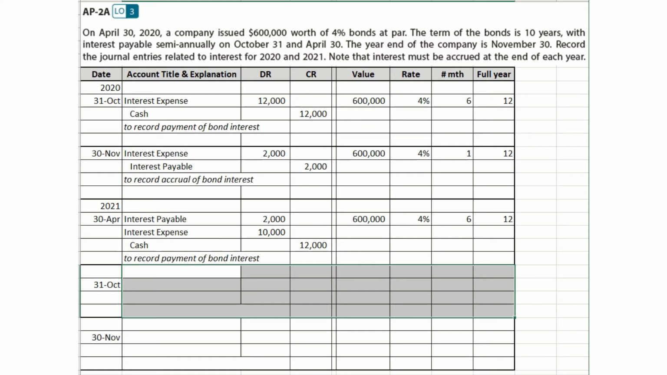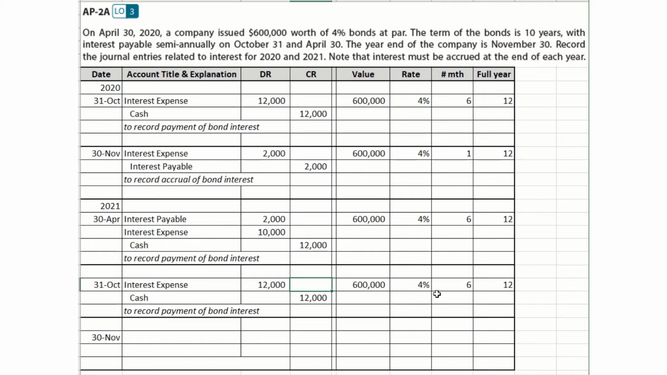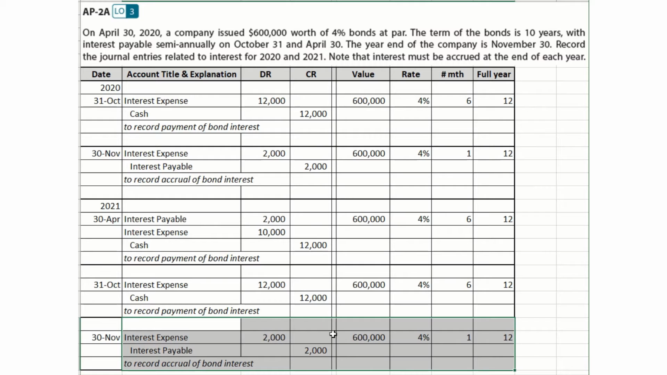Rolling forward to October 31st, 2021, same as October 31st, 2020, 600,000 times 4% for half a year. So we have $12,000 debit to interest expense and $12,000 credit to cash. Our final entry then would be November 30th of 2021. Same transaction as November 30th of 2020, where we have to accrue 1 month of 4% on 600,000, debit to interest expense, credit to interest payable for $2,000.